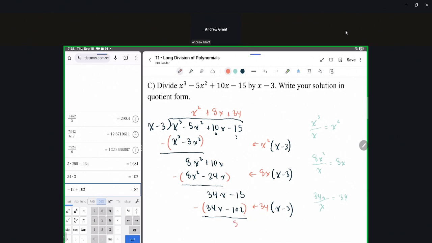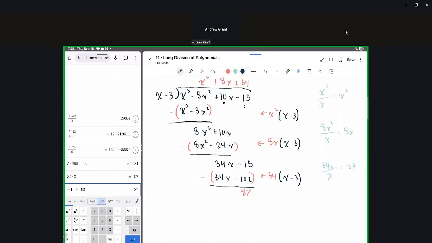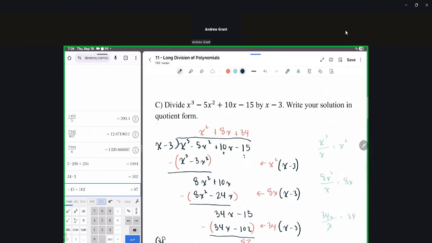And so x doesn't go into 87, and in quotient form, our solution will be that x cubed minus 5x squared plus 10x minus 15 divided by x minus 3 is the same thing as x squared plus 8x plus 34 plus 87 over top of x minus 3. So remember, this is going to be our quotient form. Since we made an abbreviation, that quotient form was QF.